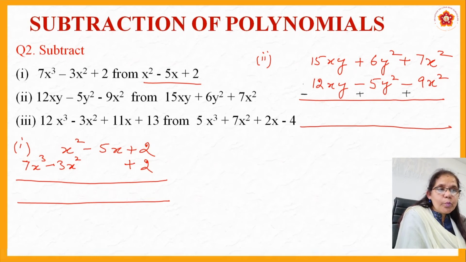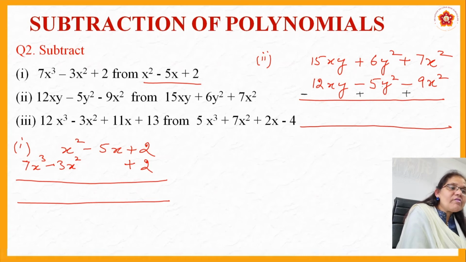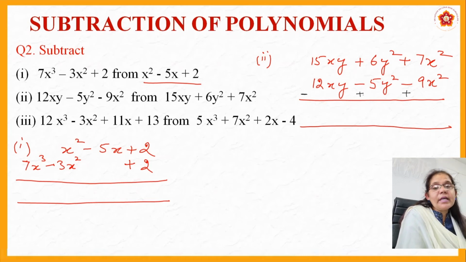So it is plus 12xy, we'll make it minus 12xy. Minus 5y square, we'll make it plus 5y square. Minus 9x square is here, we will make it plus 9x square. So you will concentrate on the changed sign. We have plus 7x square, plus 9x square. Now it is like simple addition.